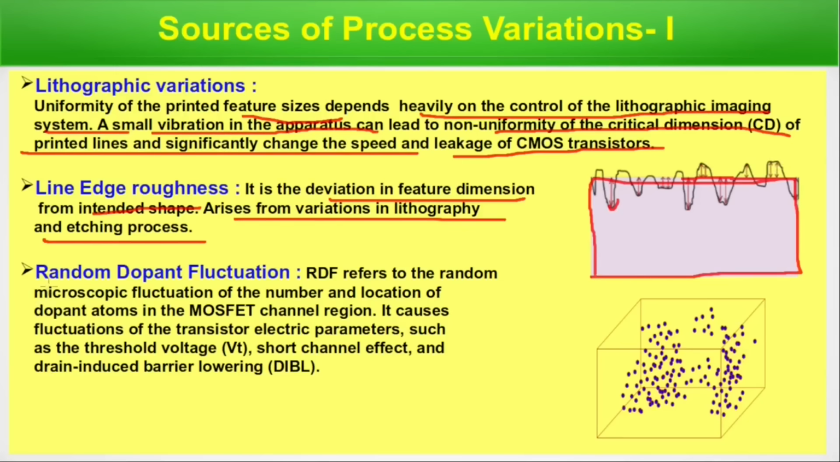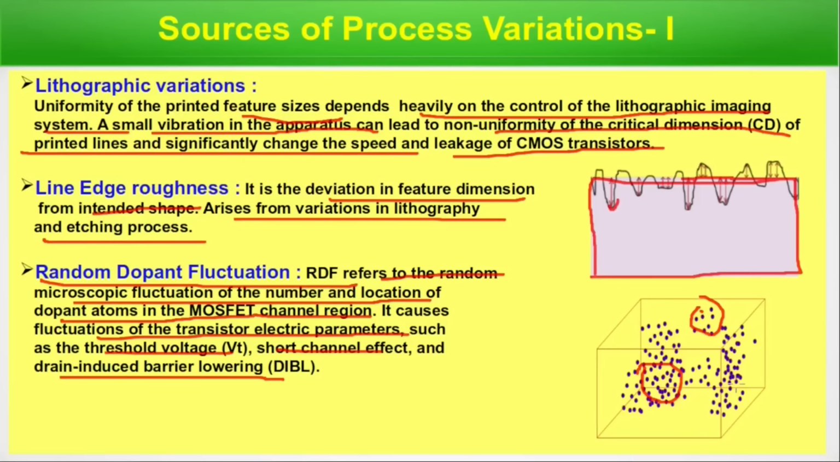Now random dopant fluctuation. Random dopant fluctuation refers to the random microscopic fluctuation of the number and location of dopant atoms in the MOSFET channel region. It causes fluctuation of transistor electrical parameters such as threshold voltage, short channel effect and drain induced barrier lowering. Dopants are here; their positions and density are not the same across all positions. Here the density, here the density, all are different. This is not uniformly distributed. That is dopant fluctuation: numbers and location of dopants in the channel region are not uniform. So RDF, random dopant fluctuation, is also another cause of variability.